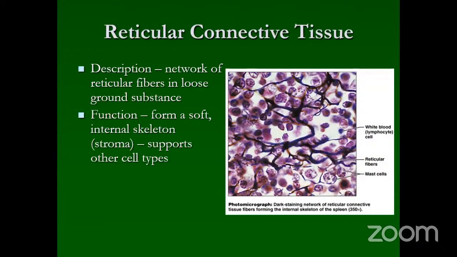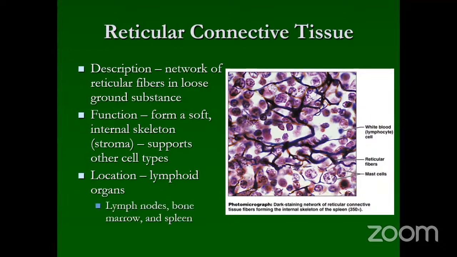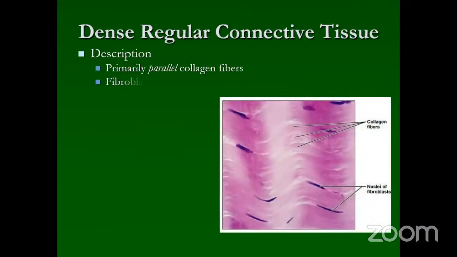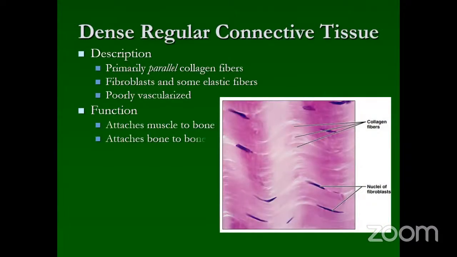Then reticular connective tissue. So they are a network of reticular fibers which are loosely arranged and very soft. They have a soft internal skeleton and support other cells. So they are present in the lymphoid organs which are again involved in the immune system. Like lymph nodes, bone marrow, spleen. Then dense regular connective tissue.